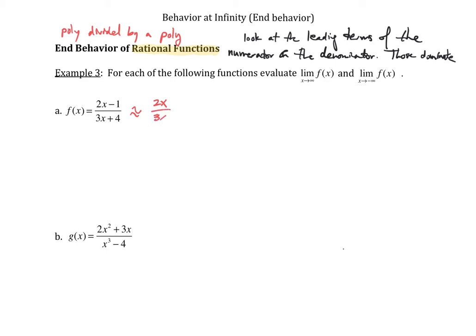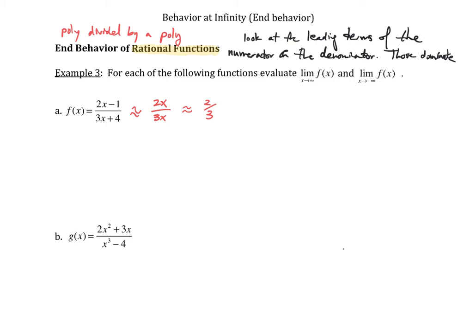So for very large values of x, basically those leading terms dominate. Our function basically looks like this. So we can guess that our function, when we go off to infinity, is going to approach 2/3. Now, this is just how I think about the problem.